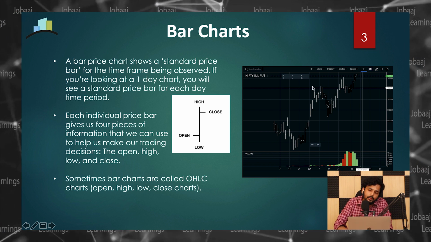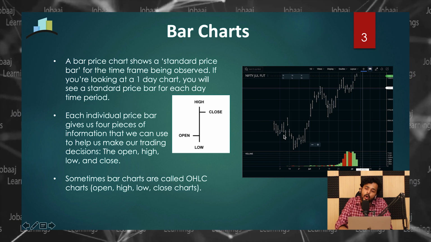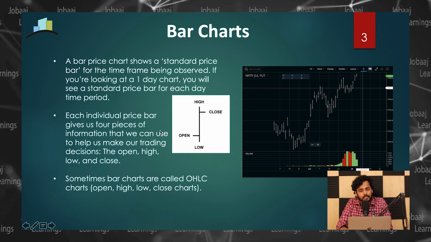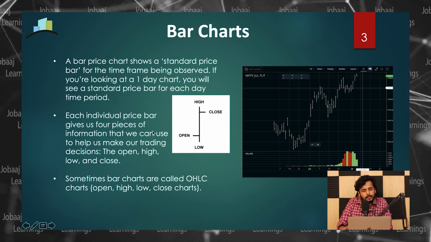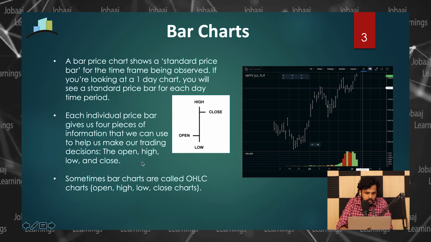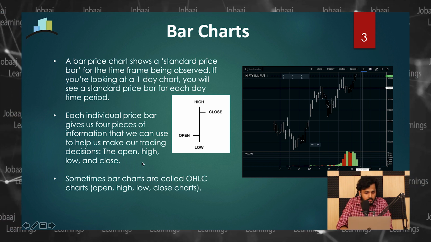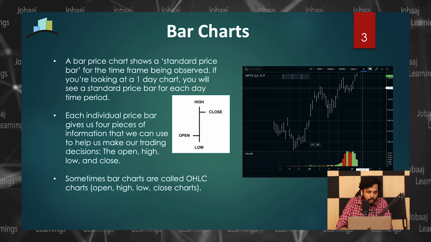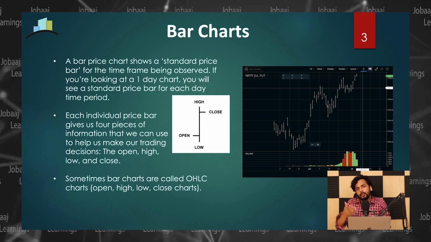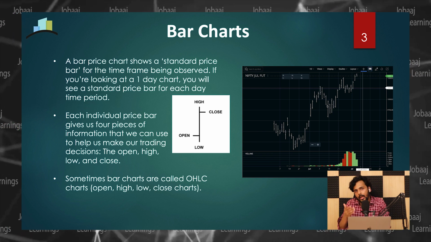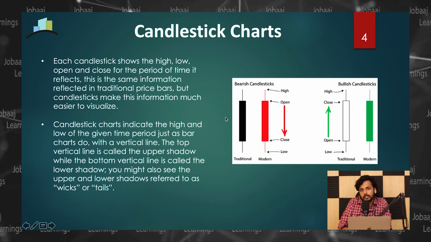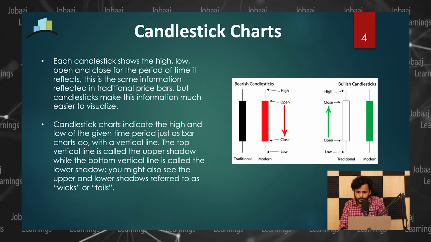And the same goes for 1 minute. If I select the 1 minute time frame, these bars will be of 1 minute. It will provide me the information of each minute. Next line. Each individual price bar gives us the 4 pieces of information that we can use to help us make our trade decision: the open, high, low, and close. I have already covered this. Sometimes the bar charts are also called OHLC charts, because it is providing the information that is open, high, low, and close. So guys, now let's discuss the candlestick charts and why they are preferred by most of the traders.